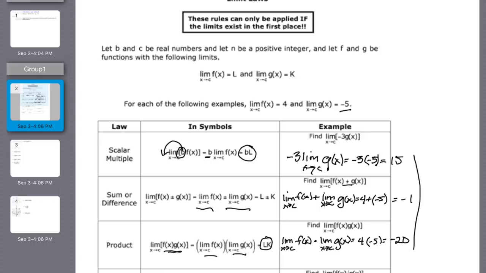Ooh, I did not mean to do that. Let's undo that piece. Oh, I keep doing that. Okay. I will get the hang of this, I promise.